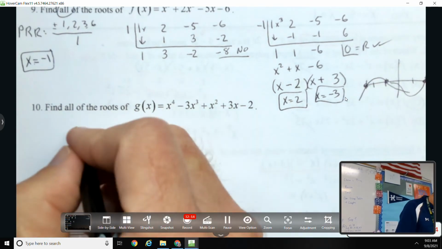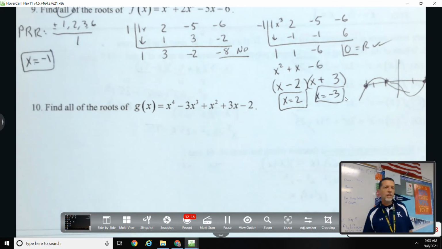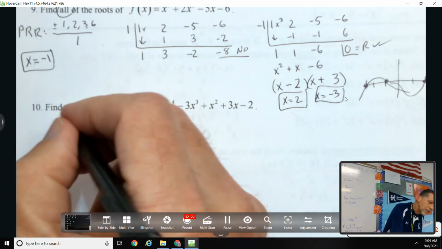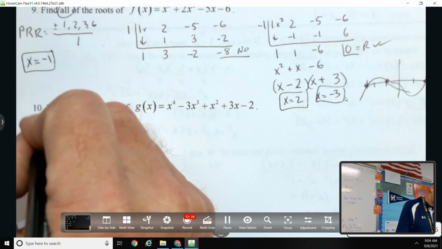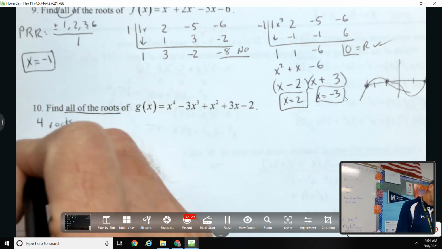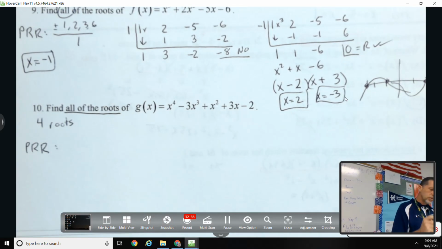All right, number 10. This is the last one because the rest of the notes are for Friday. Find all the roots. How many roots should there be? 4. 4 roots. But that means there's going to be a lot of possible rational roots.